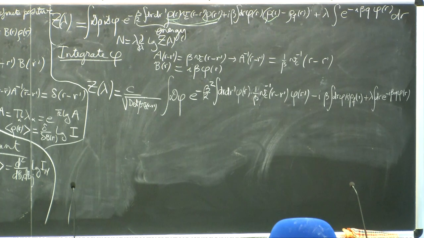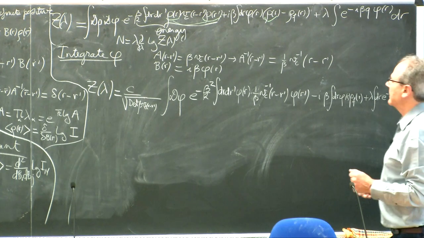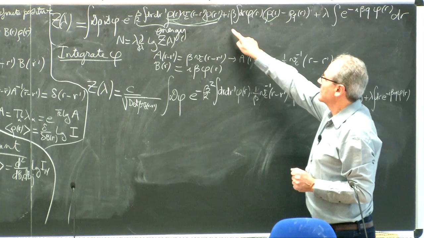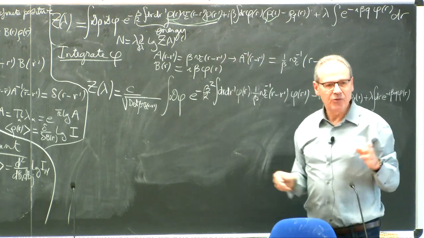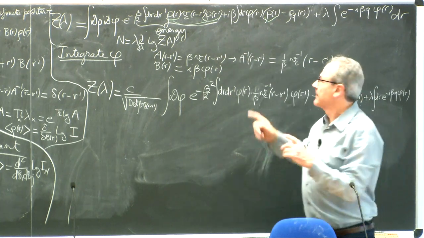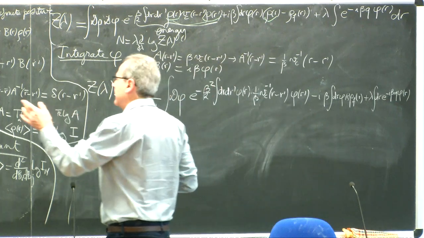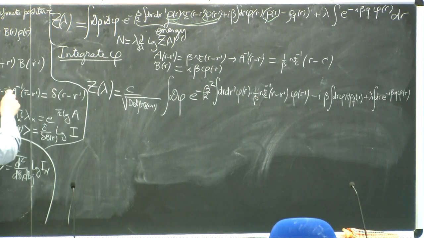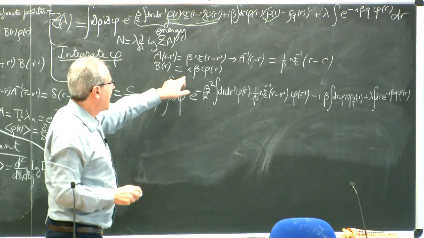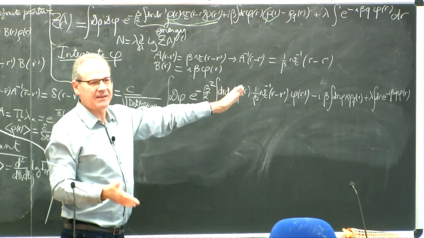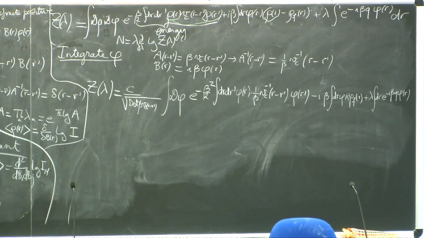Is it okay? It has a negative sign because there is i beta. It should be positive, but you have B and B, and B is i beta phi. That's where the minus sign comes from. Okay?